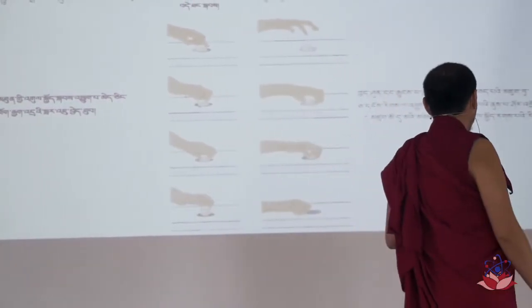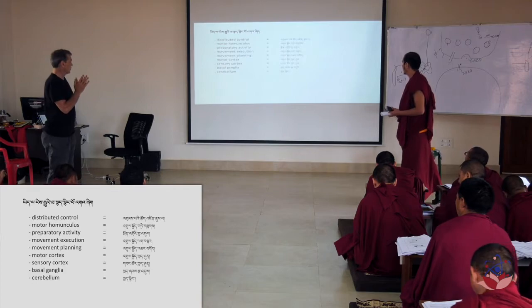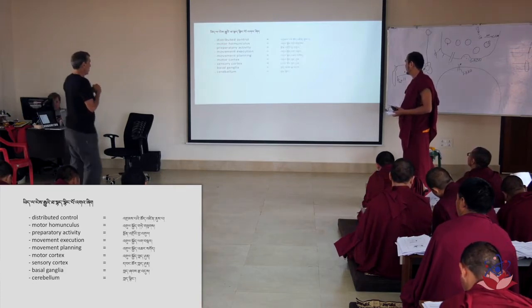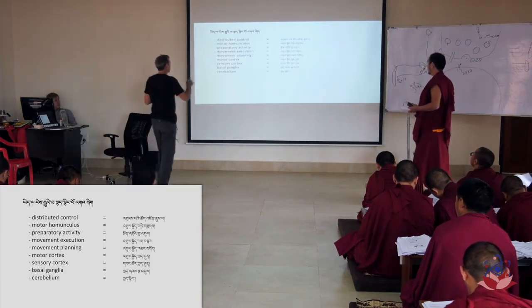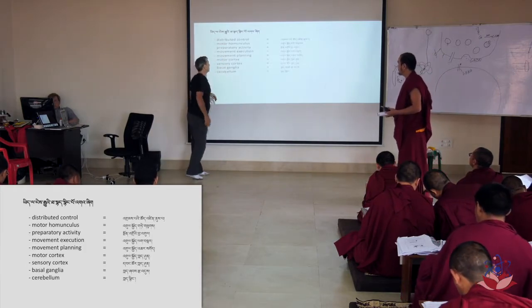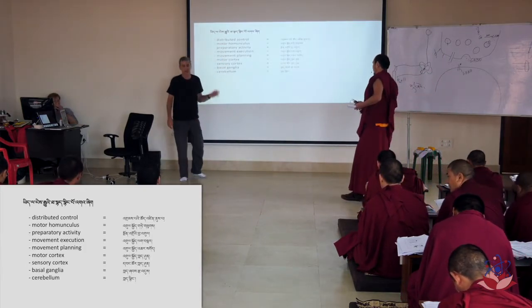Okay, so here are some words that you should know. Homunculus means map. What is distributed control? Forget it. Don't forget that one.